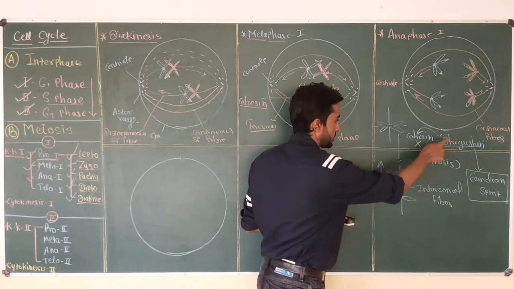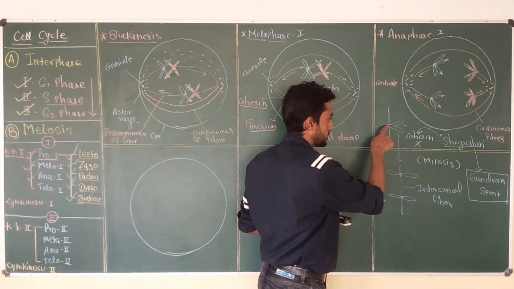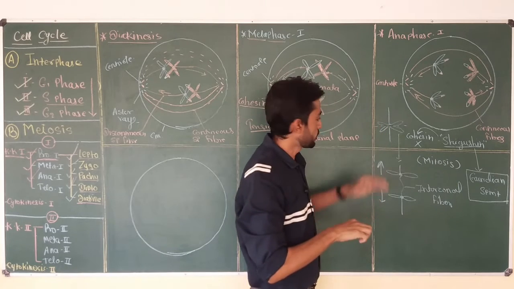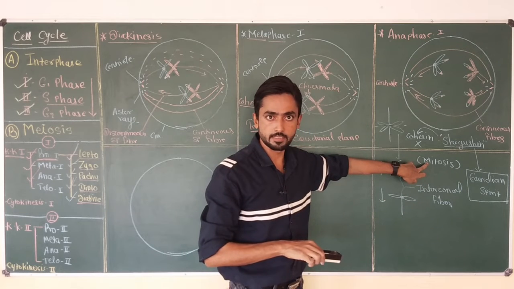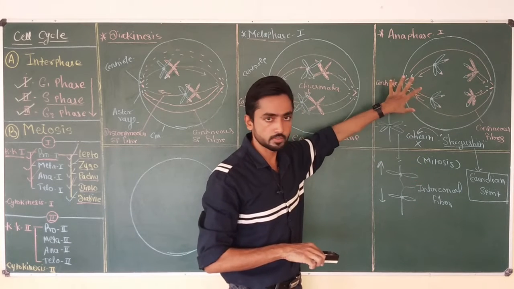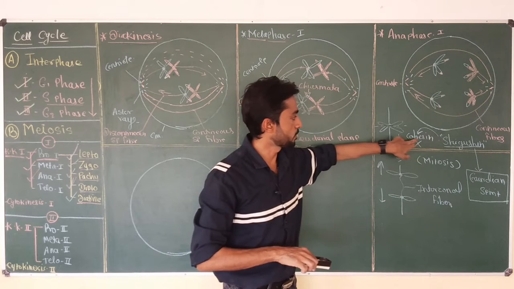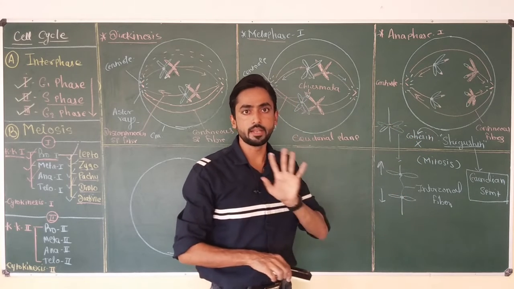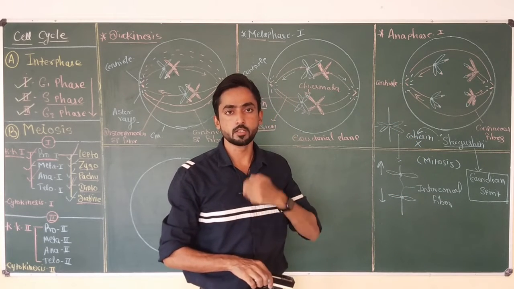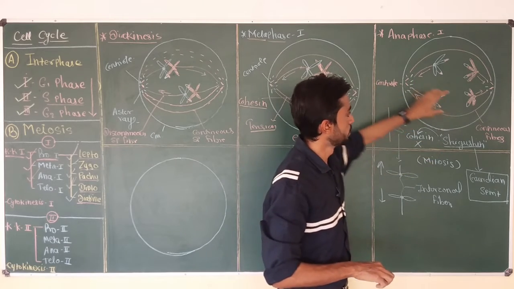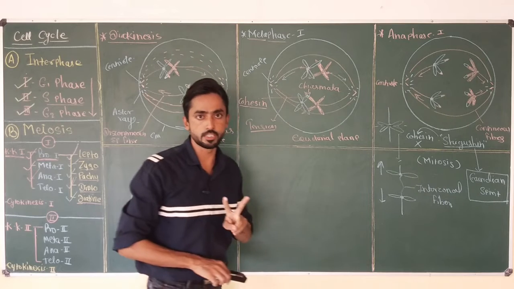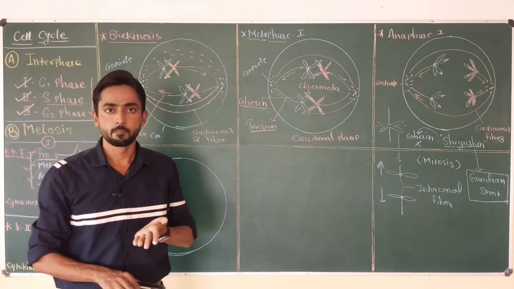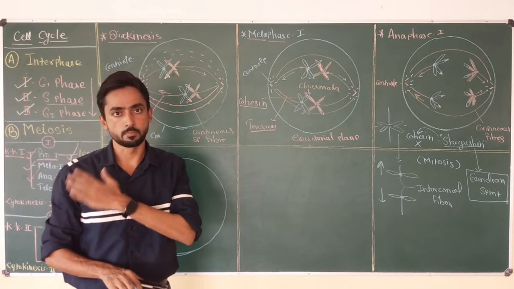But this protein protects cohesin at the centromere, so the centromere does not split as it happens in mitosis. In meiosis, due to the action of shugoshin on cohesin, the centromere remains intact, so that splitting does not occur and the entire chromosome moves towards the respective poles. Okay, this is the second important change of anaphase 1 when we compare it with anaphase of mitosis.